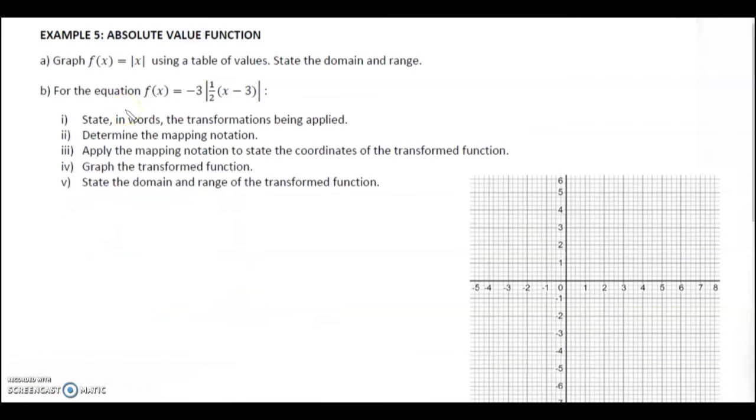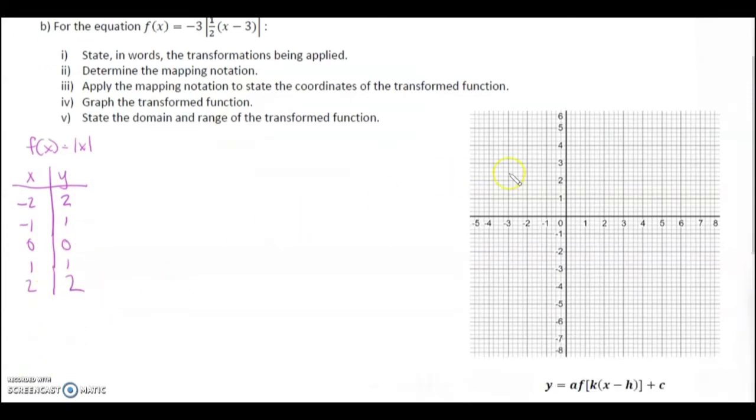Okay, absolute value function. First we're going to graph f of x equals the absolute value of x. When we do this, we have x and y, and the numbers we would use are -2, -1, 0, 1, 2. And then the y values are going to be all of these x values, just the positive ones. So when we go ahead and graph this, 0, 1, 2, 3, 4, 5, 6, beautiful. -1, 2, 3, 4, 5, sure. And I just did that by patterning.